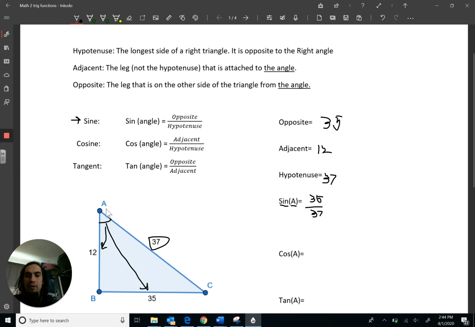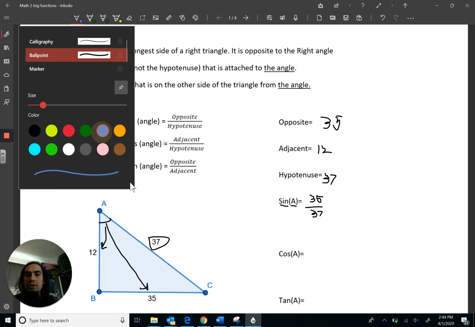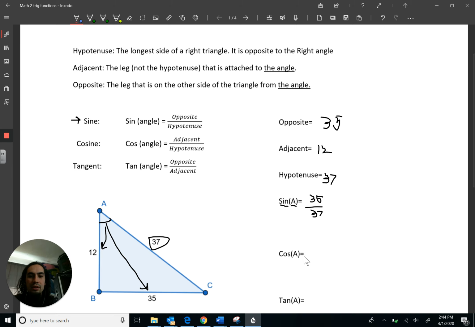Opposite side divided by hypotenuse. Okay, so similarly, we can do cosine. Cosine is defined as the adjacent over the hypotenuse. Let me change colors here. We'll get some blue going. Cosine is the adjacent over the hypotenuse.